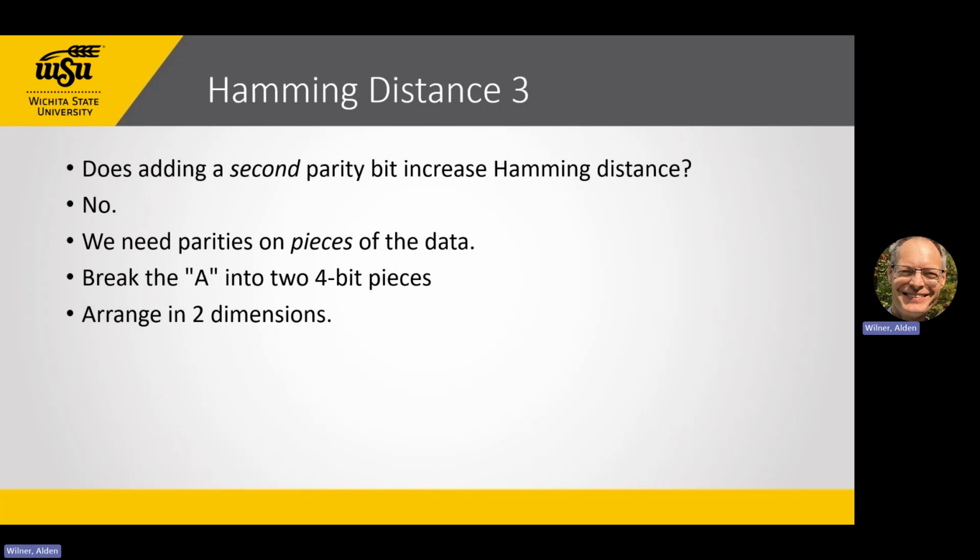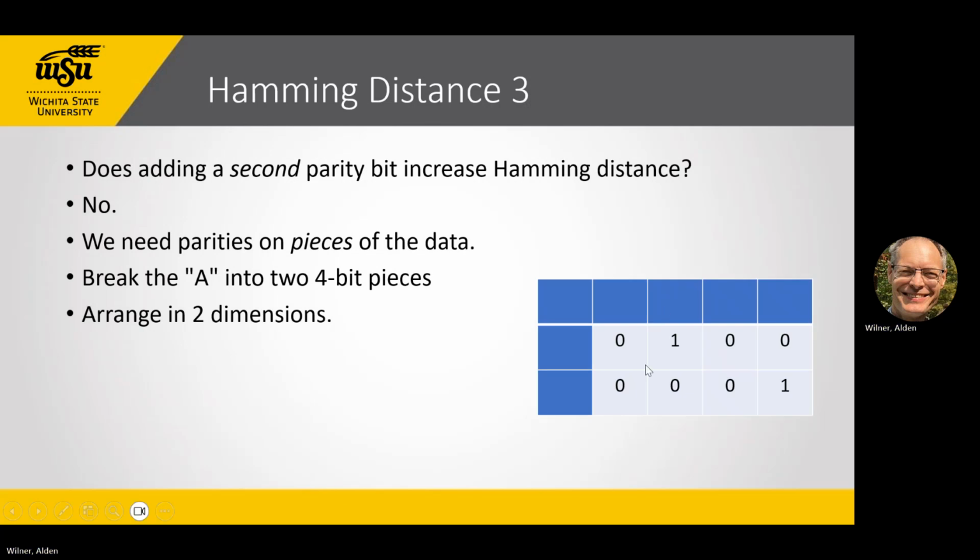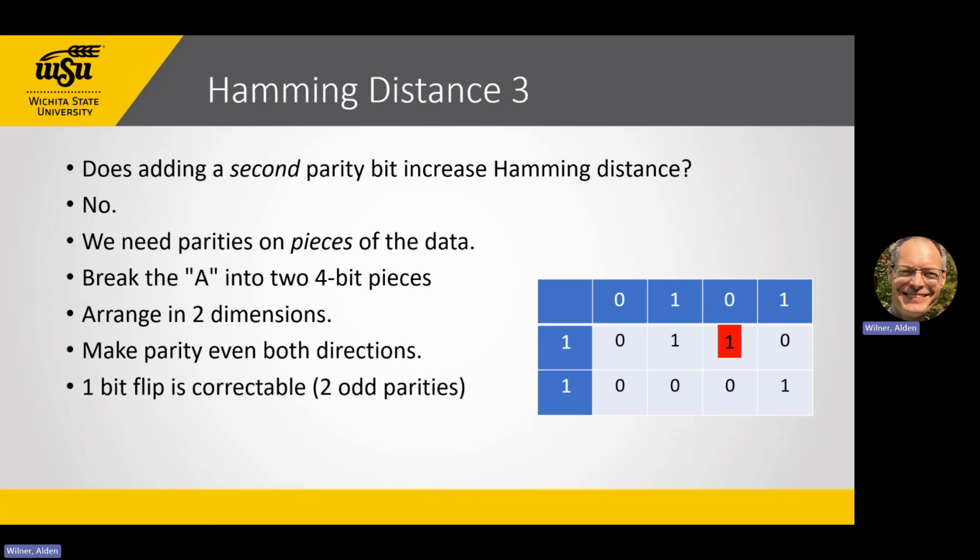So if we break it into 2 dimensions, there's our capital A, 01000001. We broke it into a 2 by 4. And now we make the parity even in both directions. So we've got 1, 2, 3, 4, 5, 6 parity bits. And if this starts to look like the parity card trick, that's because it is, right? Now, if we have a single bit flip, we can see there are 2 odd parities and we can correct it.